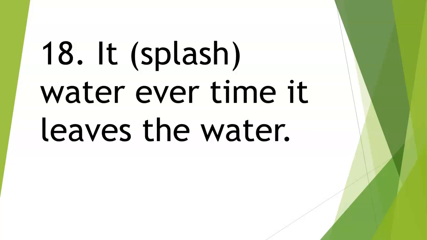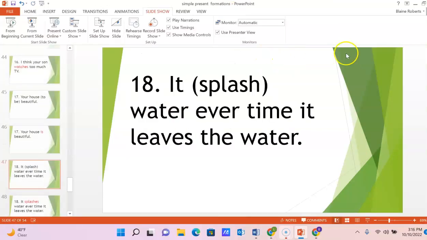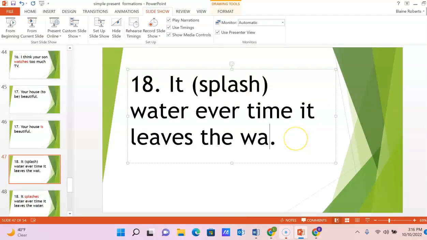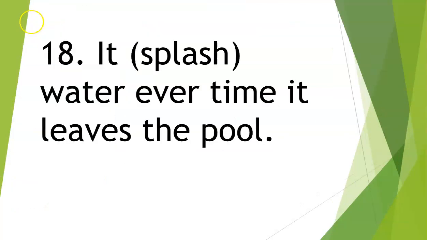It splash water every time it leaves the water. You know what? I'm going to change this. Instead of saying water, because we're repeating the same word, we're going to say pool, right? That would make more sense. So we can say it splashed water every time it leaves the pool. Now remember, when we use the word it, we're usually talking about an animal of some kind. Although very often for animals, we will also use he or she as well. But whenever we're using it, it's not going to be for a person.